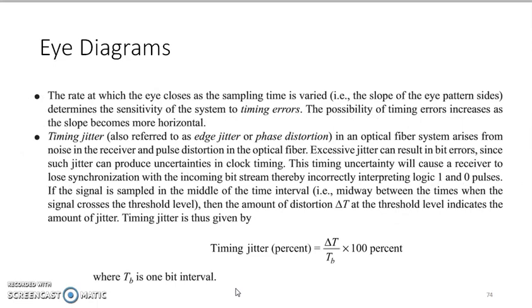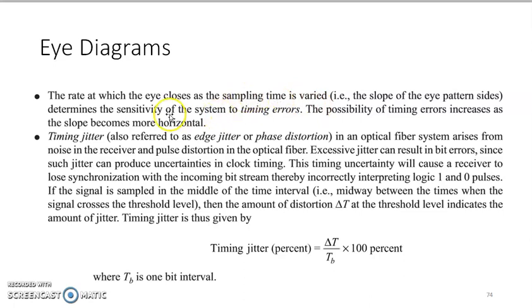So we can find out a timing error. The timing error is the rate at which the eye closes as the sampling time is varied, because we can say there is a timing duration, and that determines the sensitivity of the system to a timing error. So what does timing error mean? That is a horizontal distance. So we can have the bit or timing difference there.